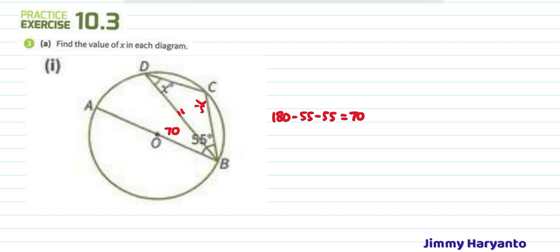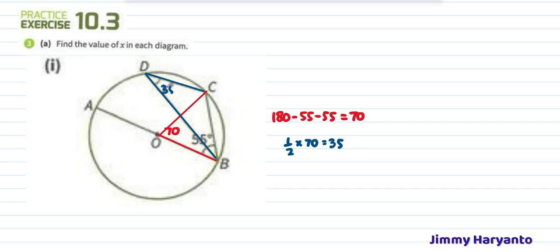And then what next? Let's take a look at this center angle. This is the center angle facing BC, and we also have X, the circumference angle facing BC also. So that one will be half times 70 equals 35. So this one is 35.